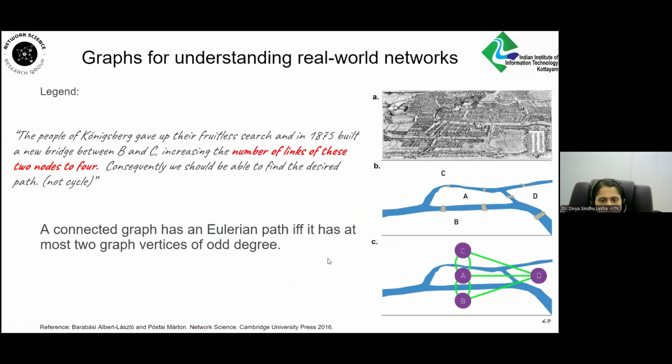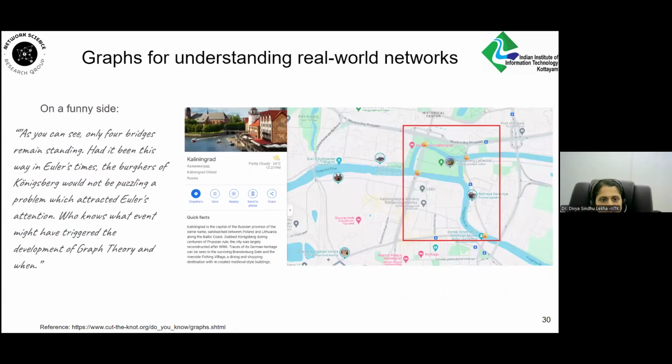On the legendary side, people actually tried to increase the number of links between 2 nodes to 4 and then solved it for an Eulerian path. They could find an Eulerian path. That is, in 1875 they built some bridges and could find an Eulerian path, but not a cycle. And on a funny side, if you look at the map of Königsberg, which is Kaliningrad now, you can see that only 4 bridges exist. And this is no more a problem now, since you could easily traverse all these 4 bridges at once.